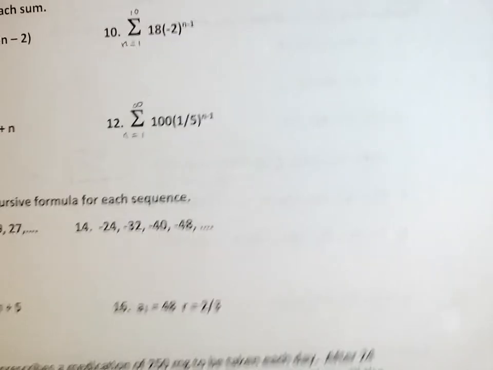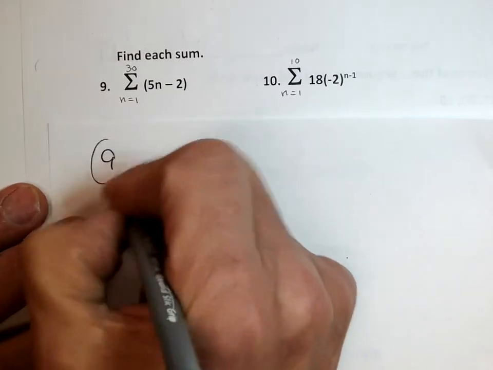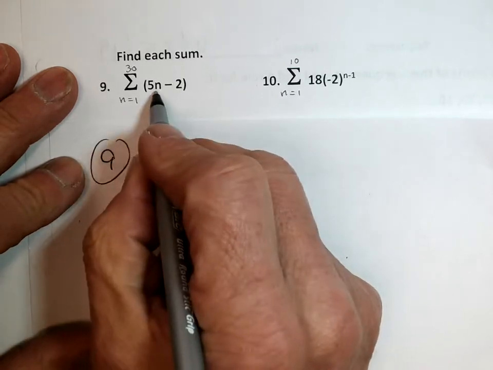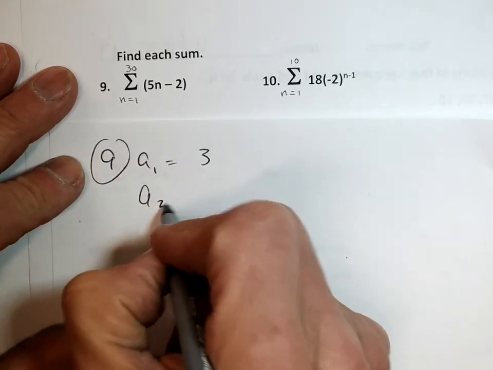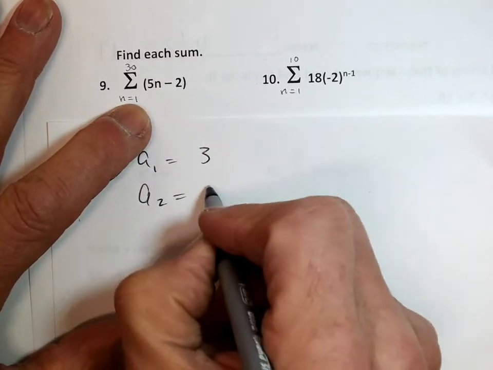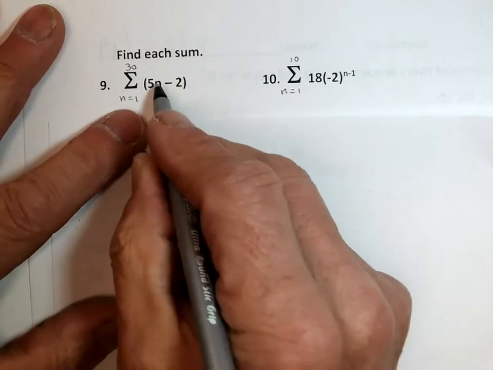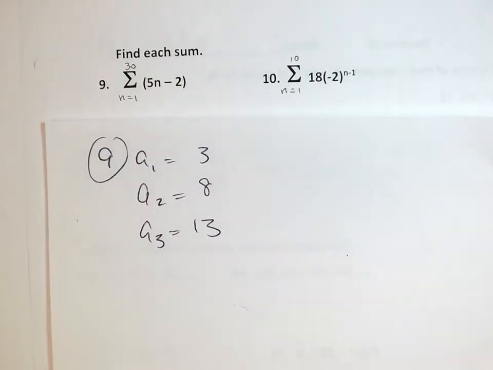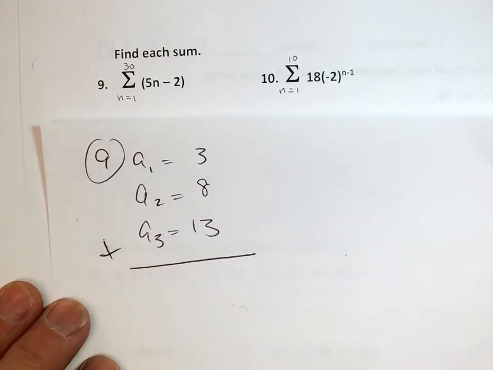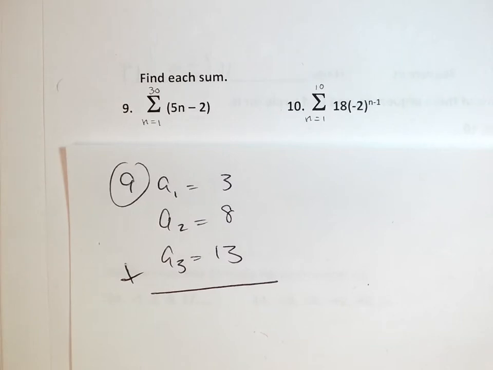Okay, number 9, and I'm going to have to use a separate sheet of paper to do these, okay? Number 9, okay? Everybody see that? So, what we're going to do is if we plug in 1, we get 5 minus 2, which is 3, okay? If I plug in 2, I get 10 minus 2 is 8. If I plug in 3, let's see, I get 15 minus 2 is 13. What do you see going on? Yeah, and then what I want to do is add them all up, right? So, arithmetic, everybody agree?